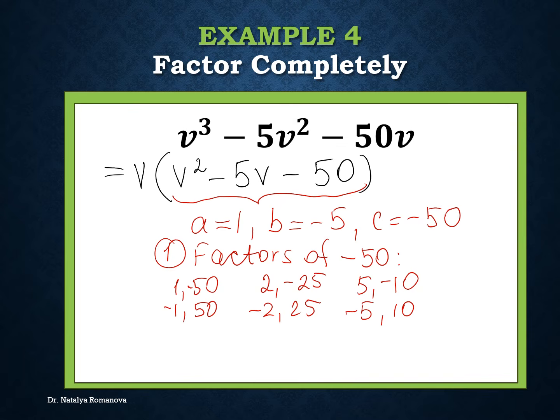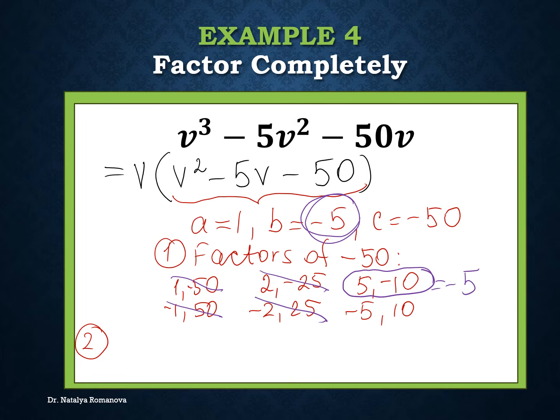and we can analyze our couples. So the second step, we have to find the couple whose sum must equal negative 5. 1 minus 50 is negative 49, so eliminate. Negative 1 plus 50 is 49, eliminate. 2 minus 25 is negative 23, eliminate. Negative 2 plus 25 is 23, eliminate. 5 minus 10 equals negative 5, so it is our couple.